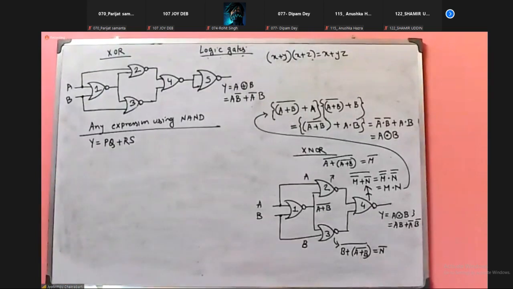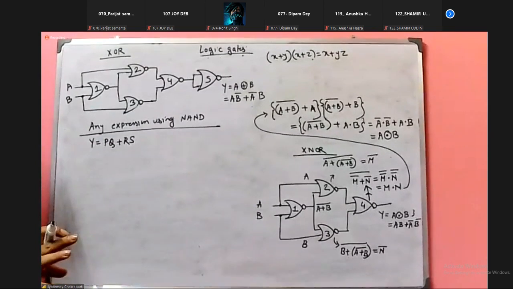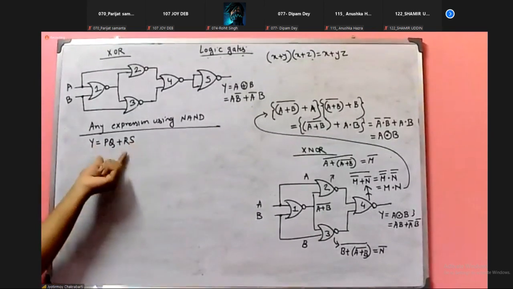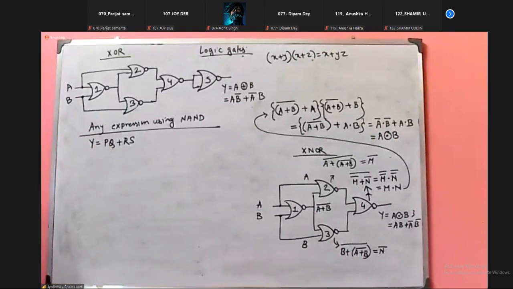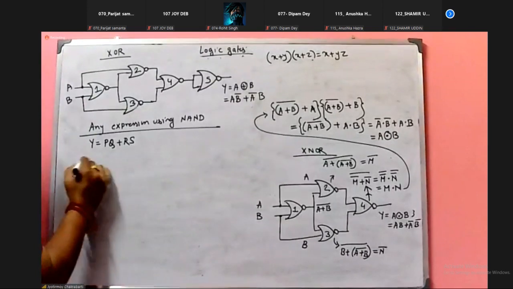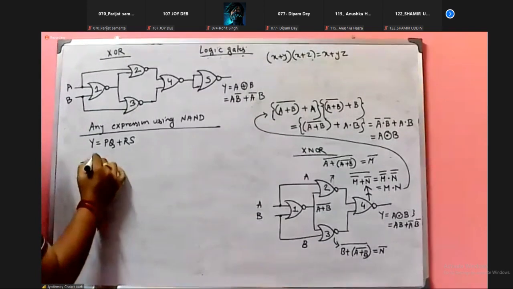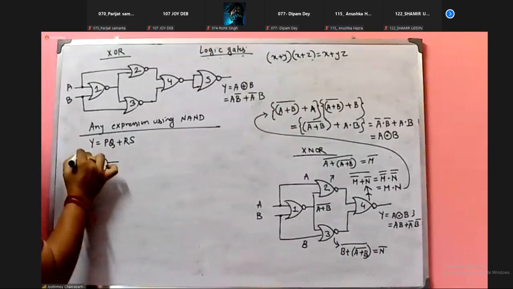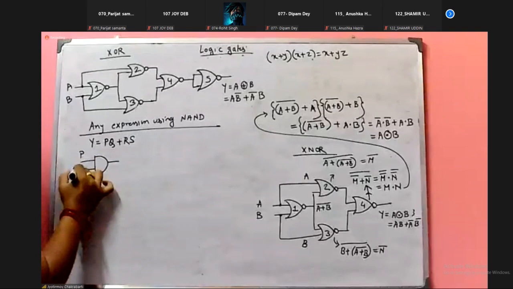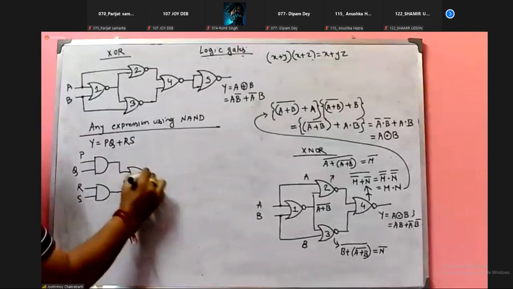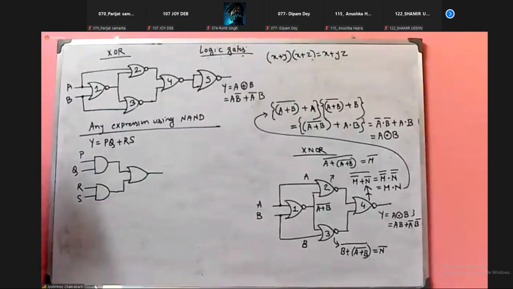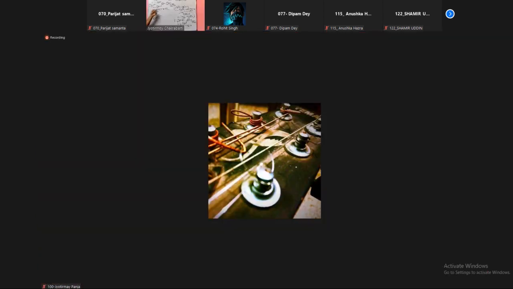Okay? So the first step is to implement this function using basic gates. Which gates will be required for the basic gate implementation? And, not, and an OR. So this is the circuit using basic gates.